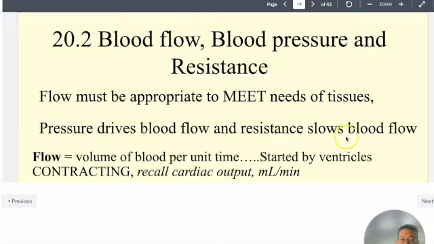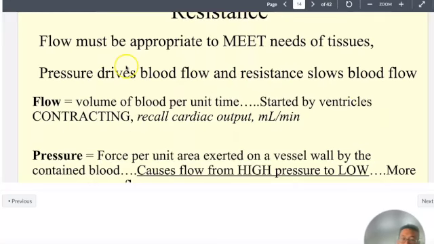Blood flow, and resistance slow down the blood flow. Pressure will drive the blood. Resistance, like I told you, like resisting. Okay, in a large classroom, someone's at the door, everybody trying to go out, and one person standing there going the opposite way, that's resisting it, so it will slow the blood flow.